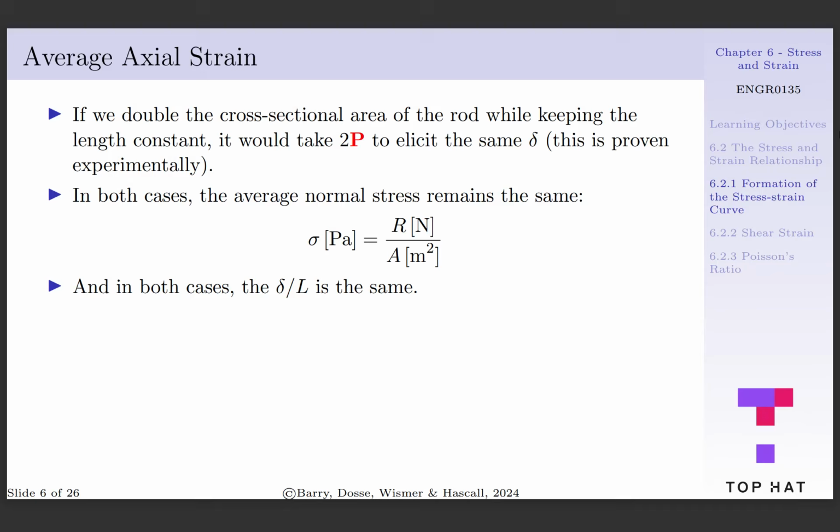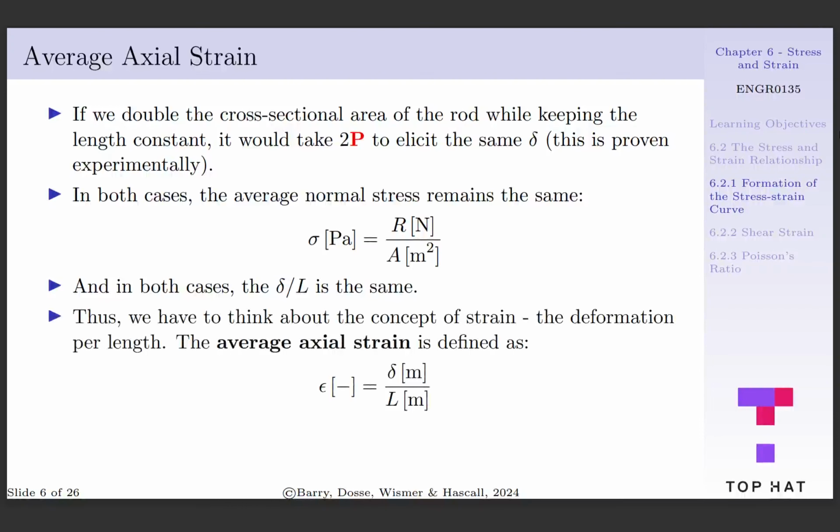In both cases, the bar with a cross-sectional area A and applied load P, and the bar with an area 2A and applied 2P, they'd be experiencing the same normal stress, where sigma is equal to P per A. In both cases, the deformation delta is going to be the same, and the initial length L is the same, so the ratio of delta per L is also the same.